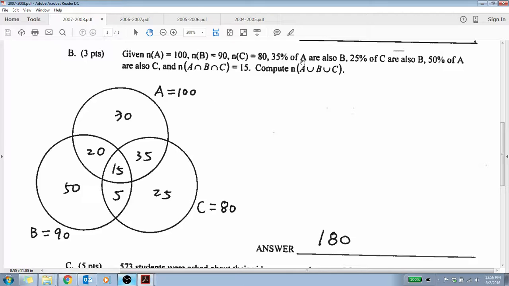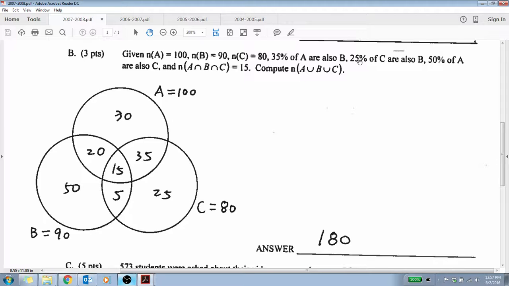Okay, now let's look at what else is given to us. We're told that 35% of A are also B. Well, 35% of A is 100, so 35% of that would be 35. So 35 are also in B. So where A and B intersect would be this little section right here. We know this is going to add up to be 35. Well, the middle part is 15, so this part would have to be 20 to give me that 35.